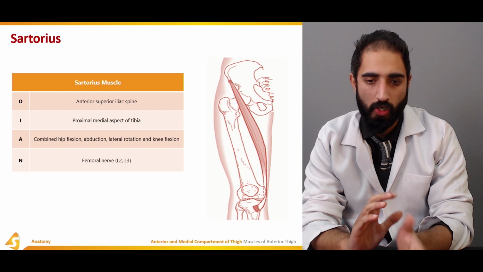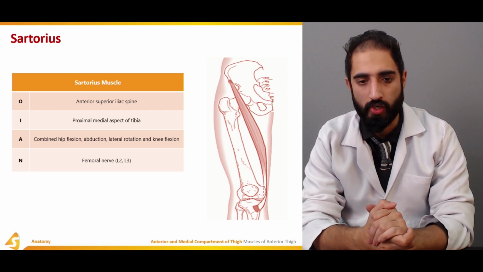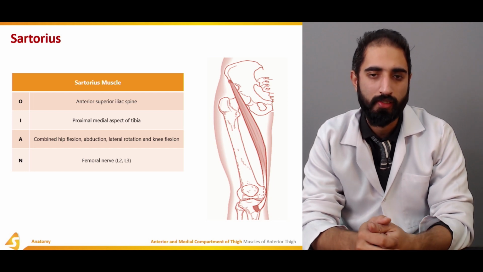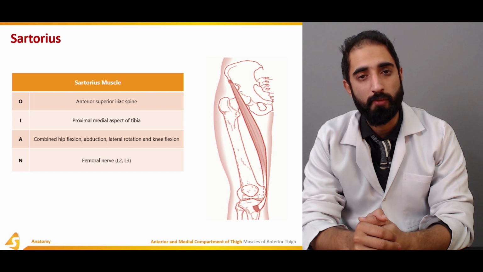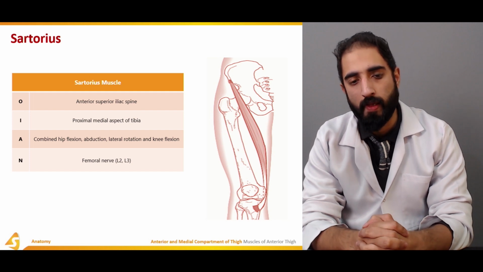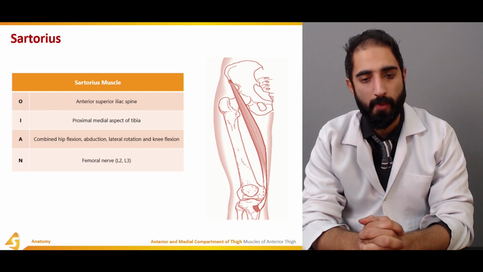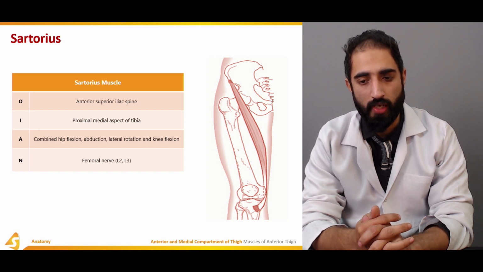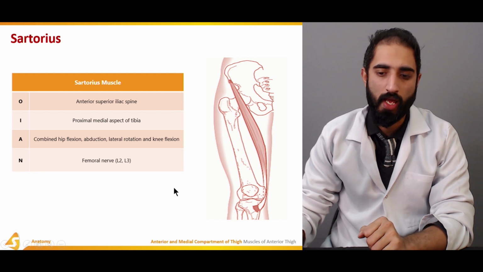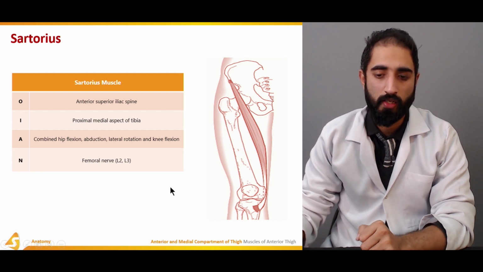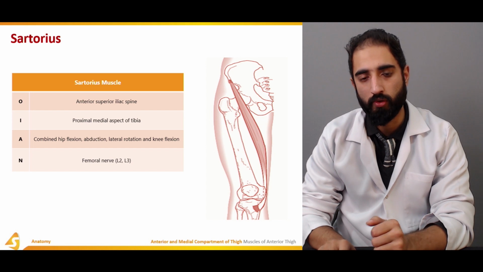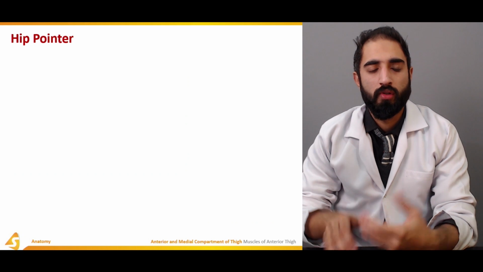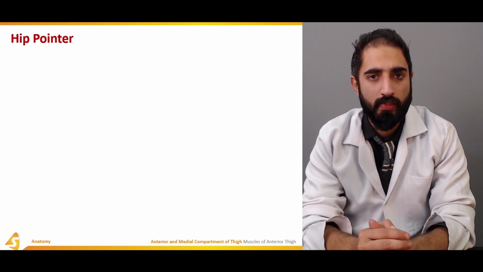Now, because of its complex orientation, its function is also complex, and as it is crossing two joints in the lower extremity, it acts as a multi-joint, or two-joint, muscle. Its functions include hip flexion, hip lateral rotation, as well as knee flexion. The nerve supply is via the femoral nerve, in terms of myotomes L2 and L3. So the next topic that we are going to talk about is the hip pointer.